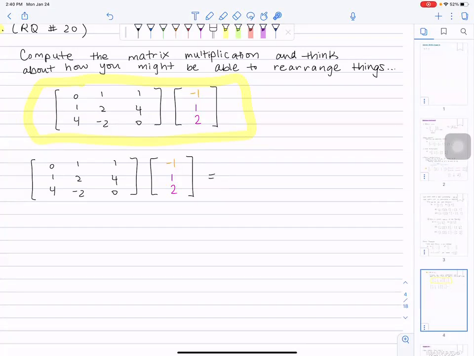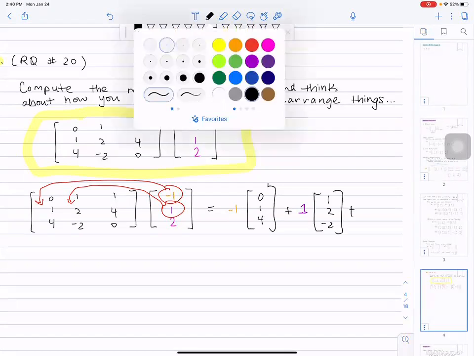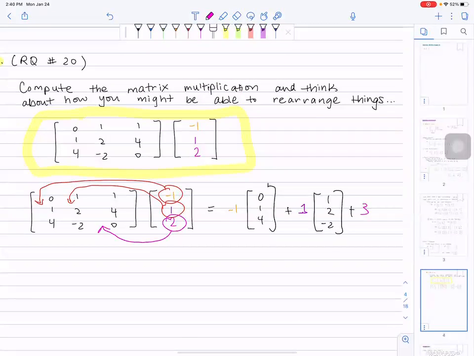Each row in the column. Yes, that's exactly correct. So what happens is that each term here, you move in front of the first column. So you do -1 times the first column plus 1 times the second column, which is 1, 2, -2, plus 2 times the third column. So 1, 4, 0. And you get whatever answer it is.